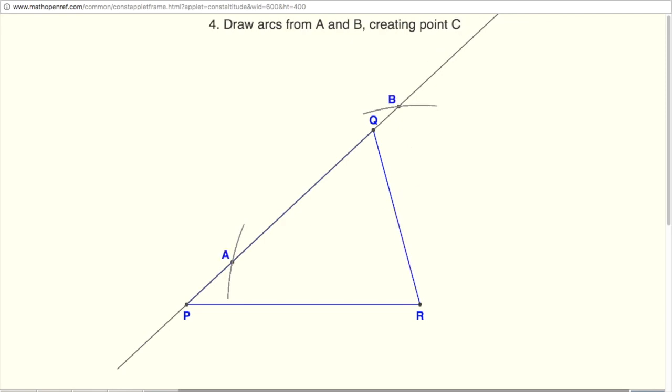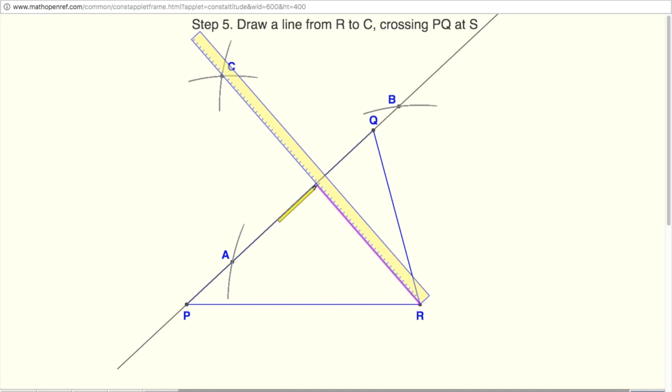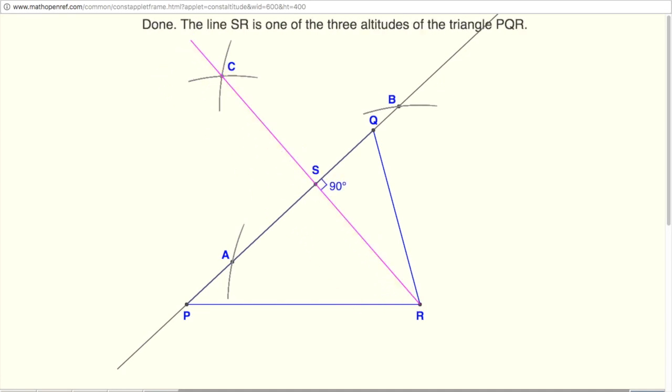Creating points A and B. Now draw arcs from A and B, creating a point C. Now draw a line from R to C, and it should cross PQ at a 90-degree angle. And there's your altitude.